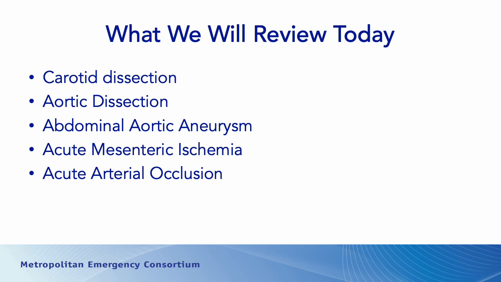So what are we going to talk about? We're going to talk about a carotid dissection. We're going to talk about aortic dissections. We're going to talk about abdominal aortic aneurysms. We're going to talk some about acute mesenteric ischemia, and we'll talk about acute arterial occlusion, particularly of the extremities. So keep these in mind.